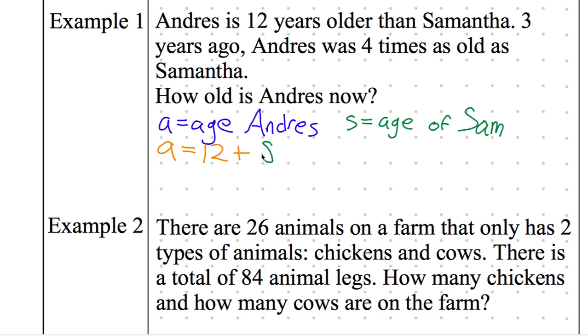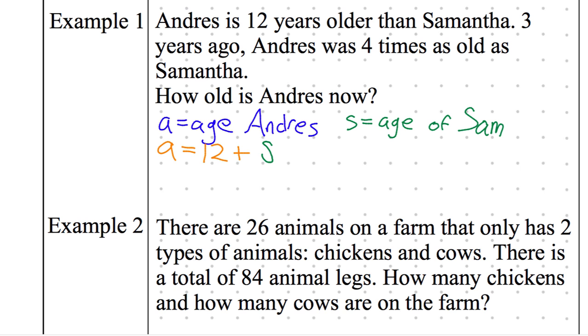So far, so good. Fist of 5. How well are you following me? If you follow me perfectly, you're at a 5. If you got lost somewhere, you're at a 3 or less. All right, good. It looks like everyone's at a 5. Okay, so from here, I need to convert the second sentence. 3 years ago, Andres was 4 times as old as Samantha. Whoa, that's hard. Oh my God, how are we going to do that?